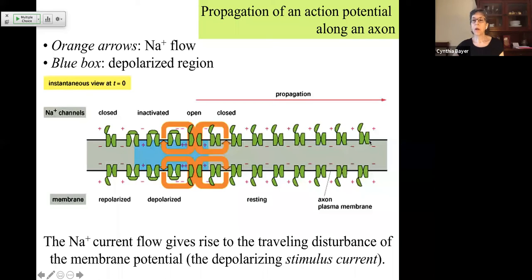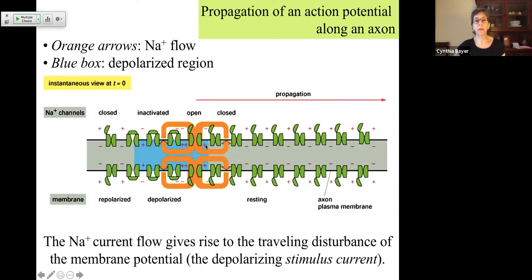And all of those sodium ion channels are in the closed state because our membrane is polarized. Right? We're looking down here, resting, our membrane is polarized, more negative charges inside compared to the more positive charges outside. At this portion of the axon, we see in blue this depolarized region of the membrane where there are more positive charges inside than there are outside.